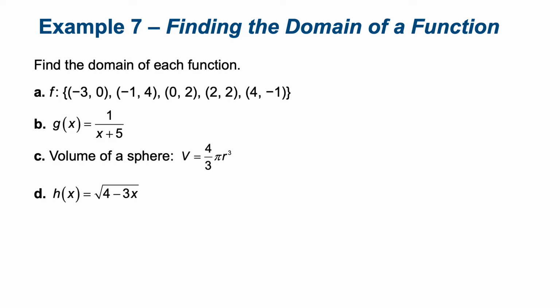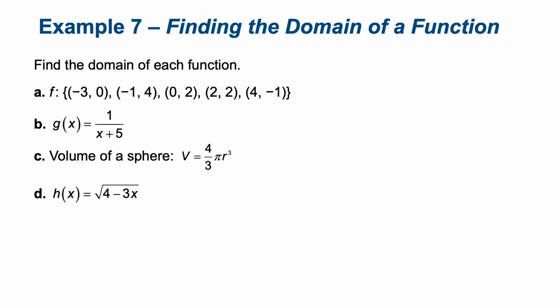So let's find the domain of each function, and you have 4 things here. Remember, domain is the set of all inputs. That's the hint for A. For B, the hint is it could be everything except that. Remember, you cannot divide by 0.